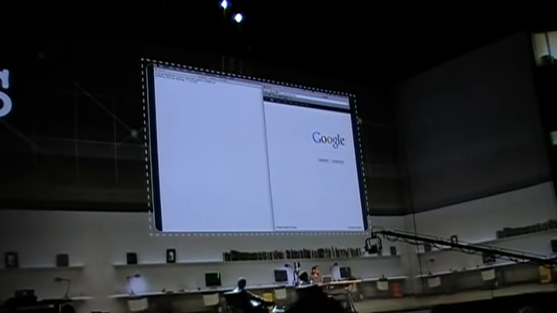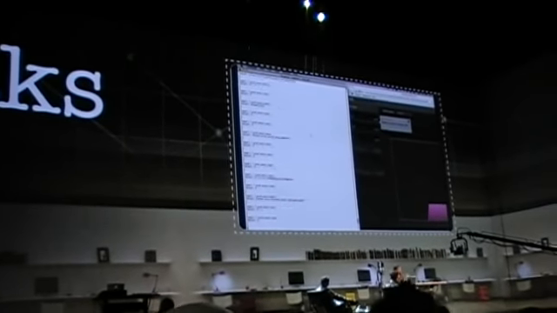I'm just gonna run a Flex application, and you'll see this is telemetry data. This is a wealth of information about what's happening in the Flex application.